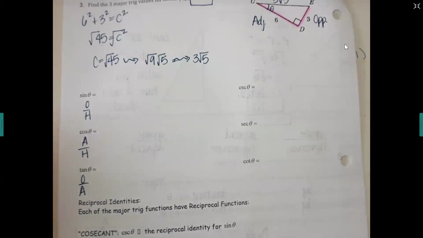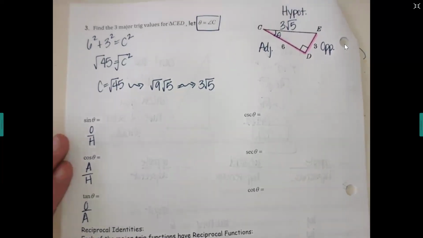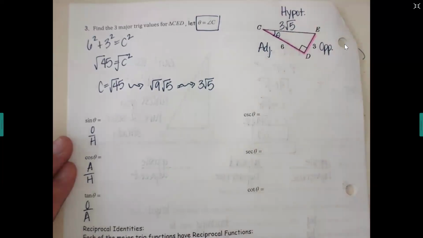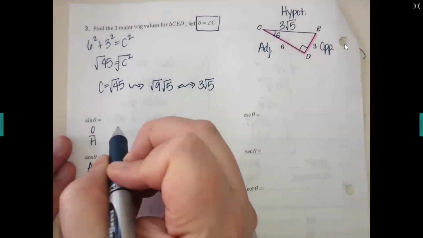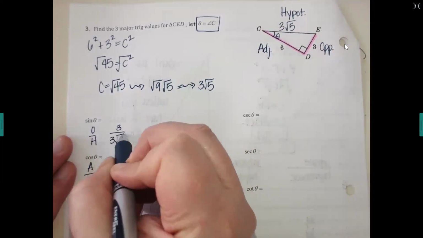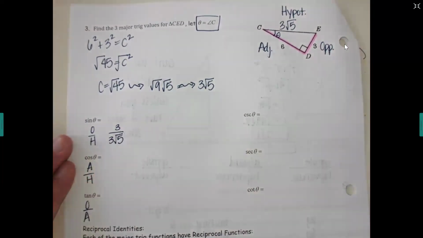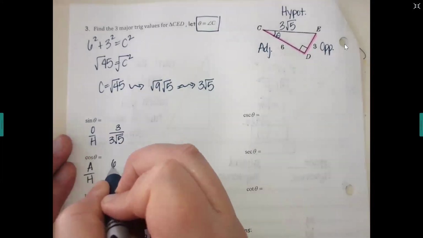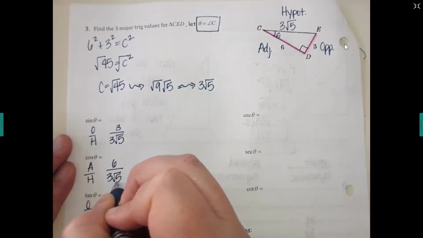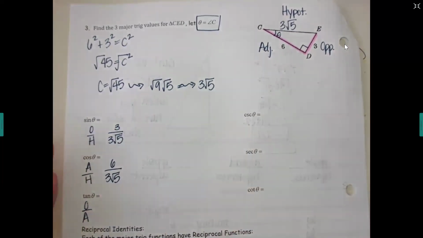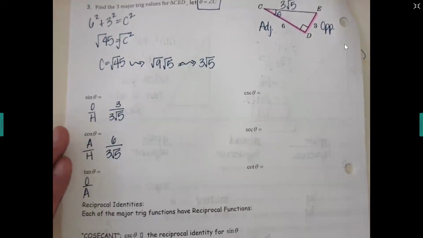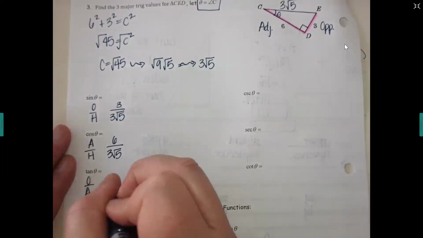Okay. So for my O over H, what are my numbers going to be? We'll reduce them later. What's O over H? 3 over 3 root 5. Adjacent is A over H. What's that going to be? Over 3 root 5. And then tan is going to be O over A. What's my O over A? 3 over 6.